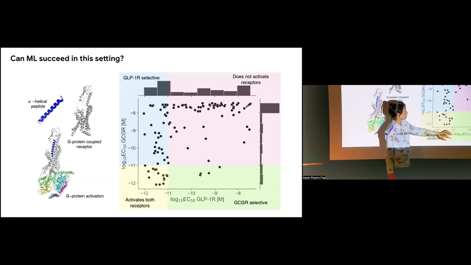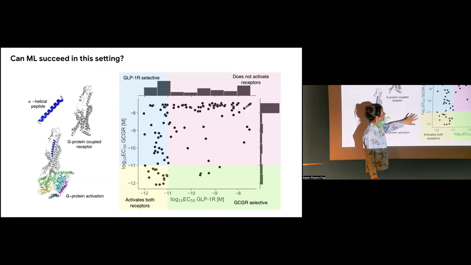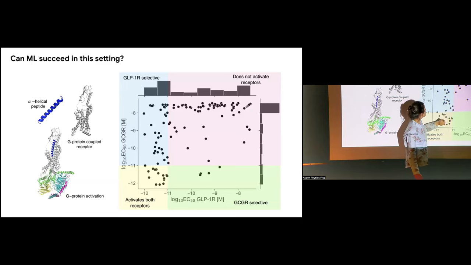And our training data, as you see, there are 125 data points here. Many of them are negative. They don't work. They don't activate either receptor. Some of them activate just the GLP-1 receptor. A few of them activate just the glucagon receptor. And then some of them activate both receptors.